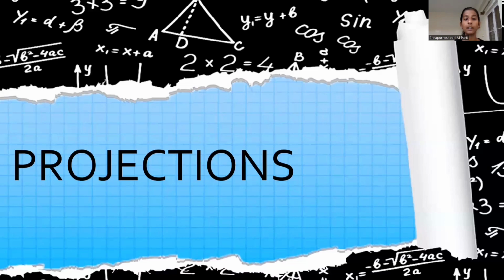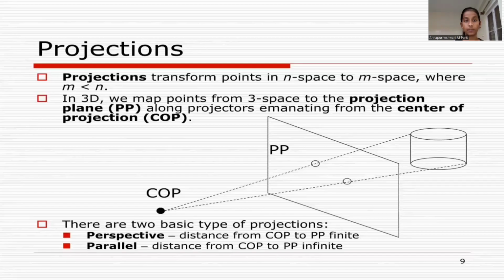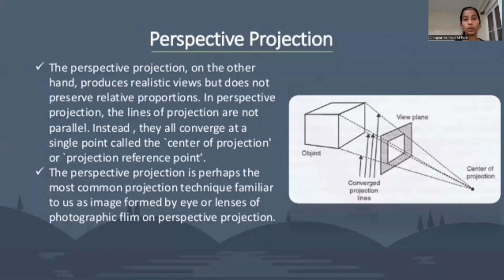So the next thing is the projections. Projections transform points in n-space to m-space, where m is less than n. In 3D, we map points from 3-space to projection planes along projectors emanating from the center of projection. There are two basic types of projection: perspective projection and parallel projection. So let us go through perspective projection.